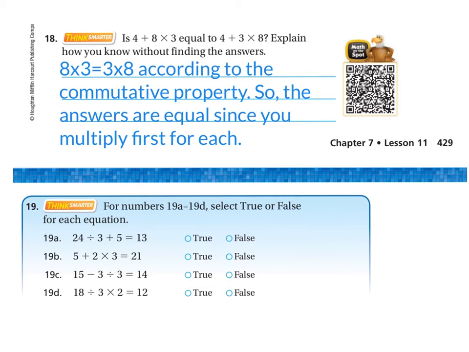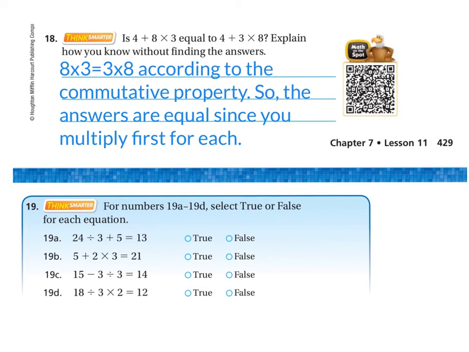When I was looking at number 18, I realized the only thing that was changed in these two problems was the 8 and the 3 were flip-flopped. I still see 4 and then an addition sign in both of the problems. I'm still multiplying 3 and 8 together. The order is just flipped.